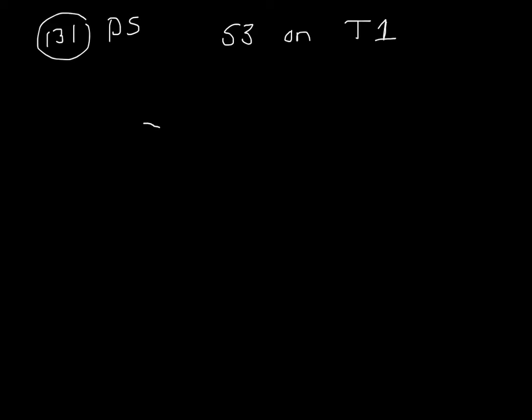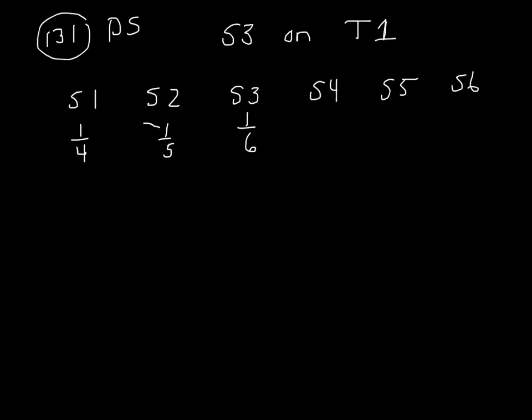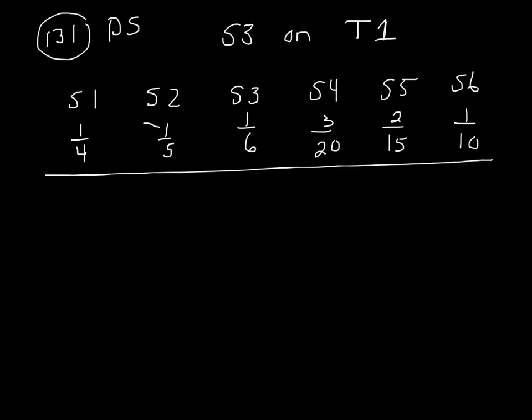So we're given this chart, S1, S2, S3, S4, S5, S6. And so S1, shipment 1 has 1/4 the weight, 1/5, 1/6, 3/20, 2/15, and 1/10. Of course, on the GMAT, I wouldn't be writing all this, but for you guys, I am. And let's put all these over the same denominator. Let's figure out what the numerator would be if they were all over 60.